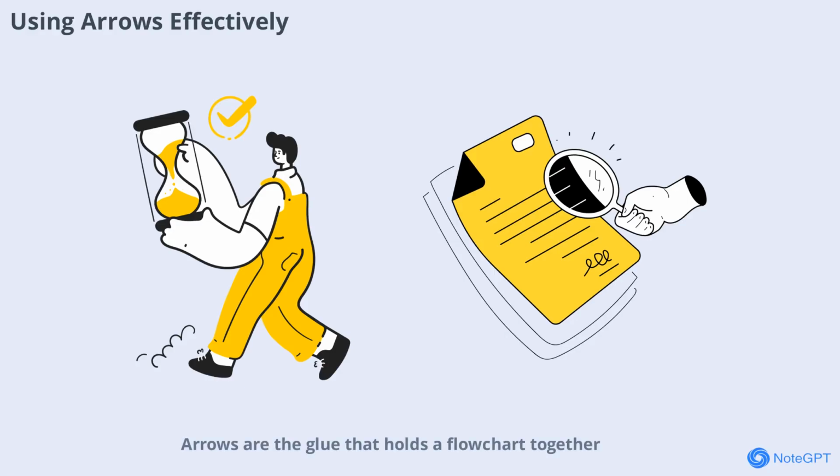Arrows are the glue that holds a flowchart together. They show the direction of flow from one step to the next. Make sure your arrows are clearly drawn and point in the right direction. Avoid crossing arrows or making the flow confusing. Well-placed arrows help readers follow the process without getting lost.